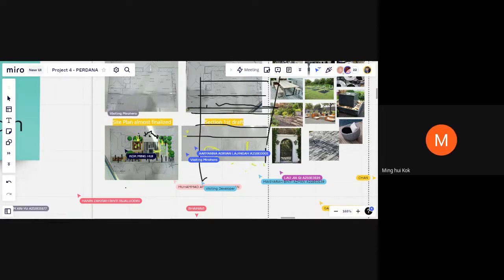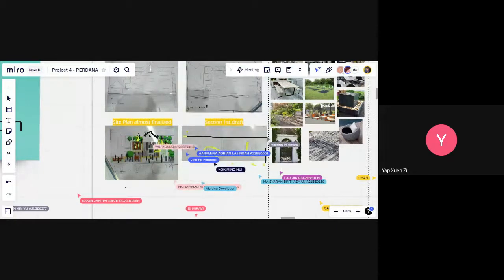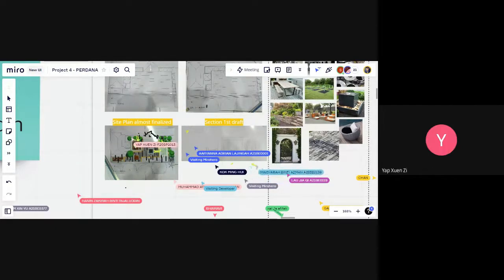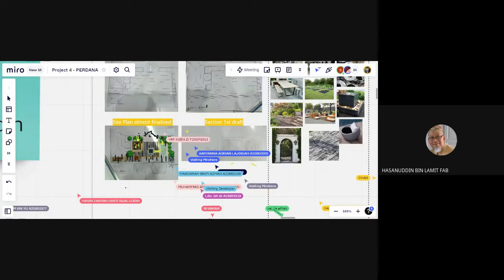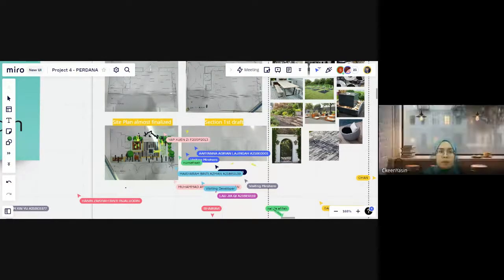Cik Din, I have a question. If we look at Ming Hui's work, for the site plan, at the upper level here, when my section is here and I look from here, all the trees will block the view. Yes, that's right. What can you do? You have to draw it.